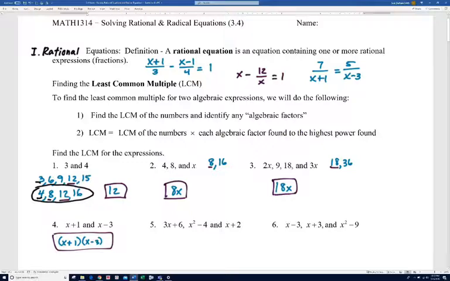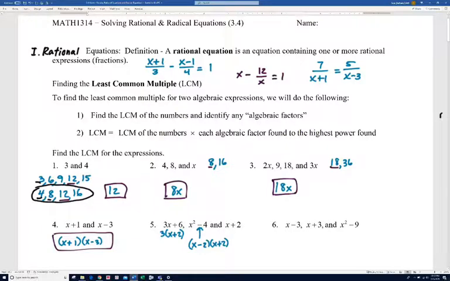We're finding the LCM of 3x plus 6, x squared minus 4, and x plus 2. For 3x plus 6, you'll notice we could factor out a 3. We get 3 times the quantity x plus 2. For x squared minus 4, that's a difference of squares, and we could factor that as x minus 2 times the quantity x plus 2.